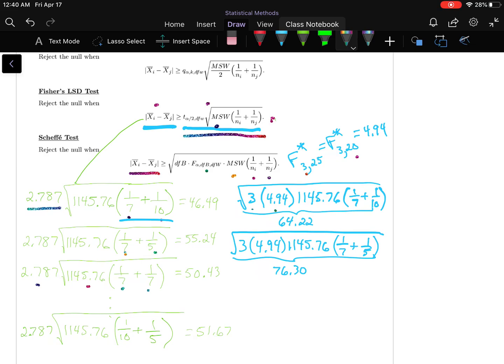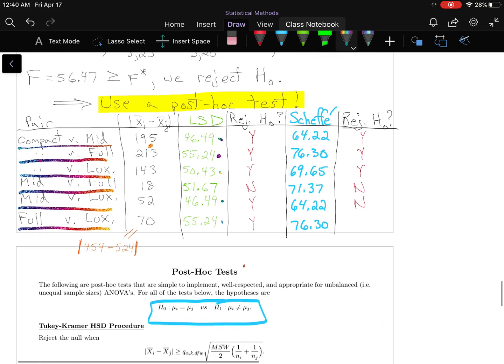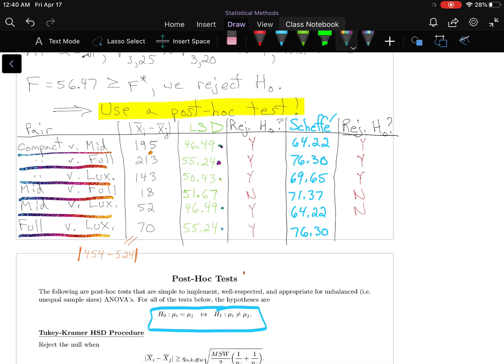Mean square within is still 1,145.76. And the ratios are 1/7 and 1/10 for the first pair, 1/7 and 1/5 for the second, and so forth. When you calculate these, or at least these first two, you will get 64.22 and 76.3. So at this point, stop the video and see if you could calculate and get the other four values that I report in this table.